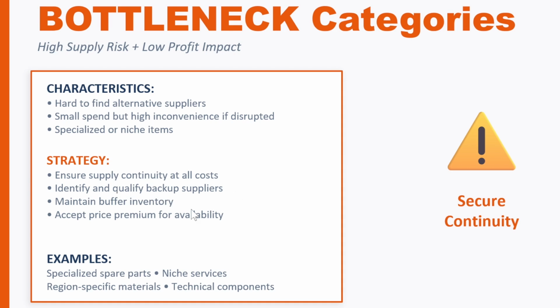You also need to maintain a buffer or a higher safety stock, and you need to be in a situation where, whenever there is a risk or a shortage, you should be able to accept a price premium for the availability, because you cannot deny it just because of a high premium cost and you cannot stop your production line. So what could be the examples? Like specialized spare parts, niche services, region-specific material, and technical components. So in this kind of category, you need to secure the continuity at all costs.